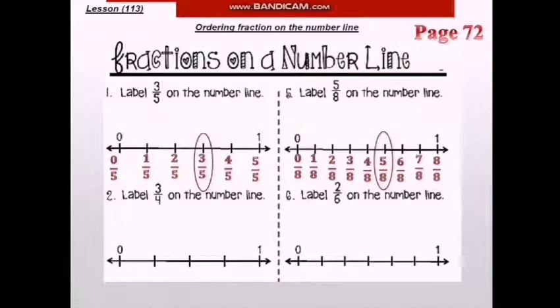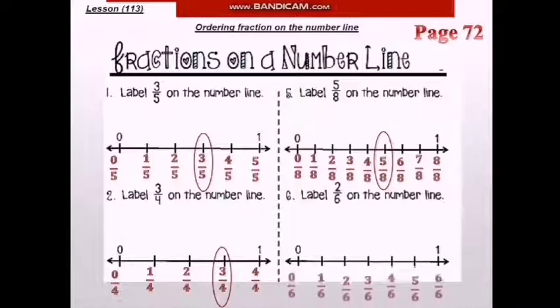Here, 3/4. So we will write the fractions of this number line: 0/4, 1/4, 2/4, 3/4, and 4/4. We need 3/4, so we will make a circle on it. Here he wants to label 2/6 on this number line. So we will start from 0/6, 1/6, 2/6, 3/6, 4/6, 5/6, and the last one 6/6. He needs 2/6, so we will make a circle on 2/6.